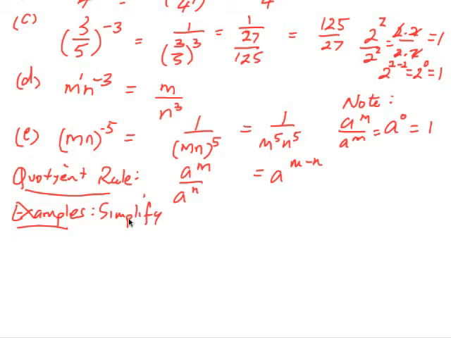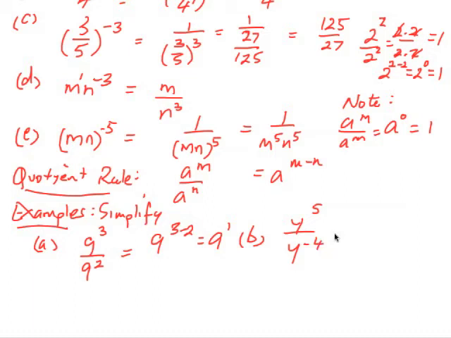Okay, and let's do part A. Let's suppose that I have 9 to the 3 over 9 to the 2. Then we'll have, of course, 9 to the 3 minus 2, which is 9 to the 1. Let's do part B. Let's suppose I have y to the 5 over y to the negative 4.